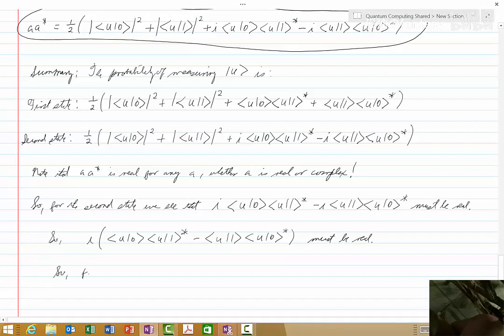So finally, if this is pure real, then the term in the parentheses must be pure imaginary. So finally, u inner product 0 multiplied by u inner product 1 conjugate, minus u inner product 1 multiplied by u inner product 0 conjugate, is pure imaginary.